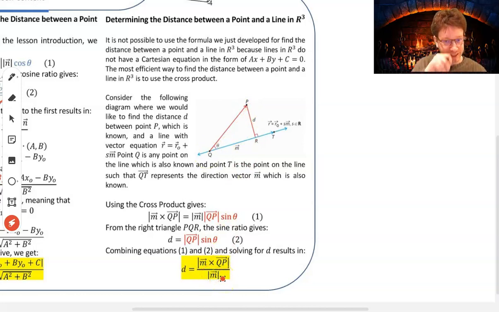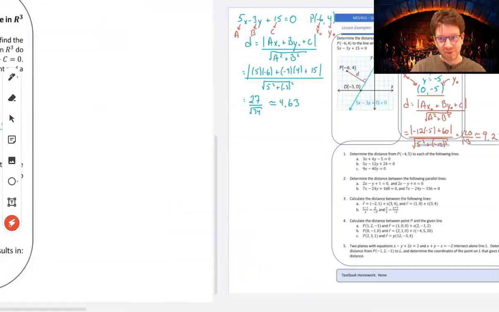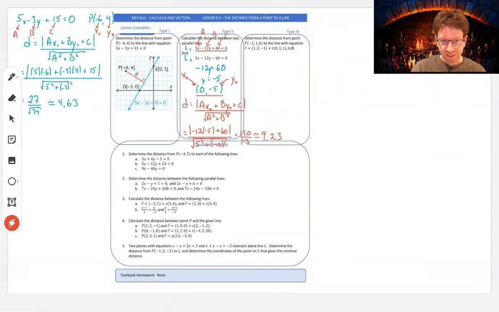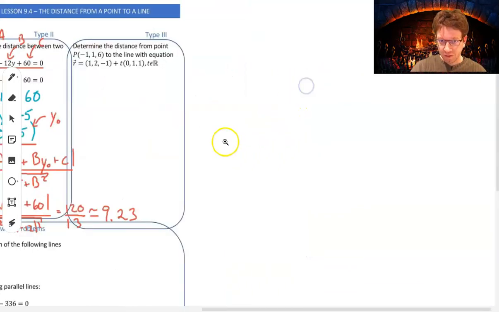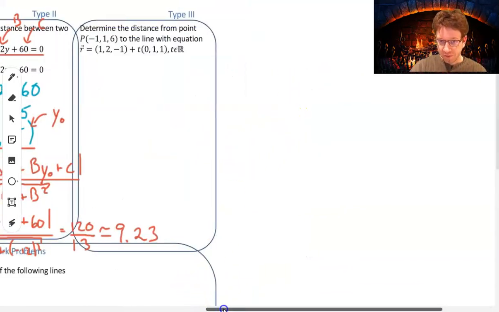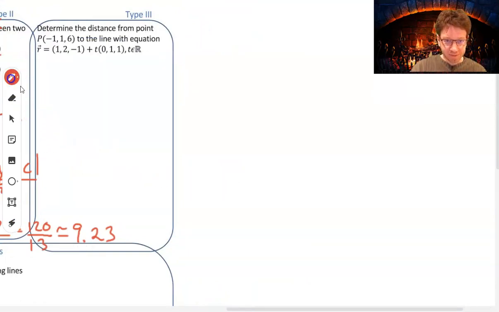So this is how we can actually solve for the closest distance between a point and a line in 3 dimensions. So let's try an example to see how we would actually apply that. In this example, you can see we're given a point P and a line. And this line is in vector form because we can't have it in Cartesian form.